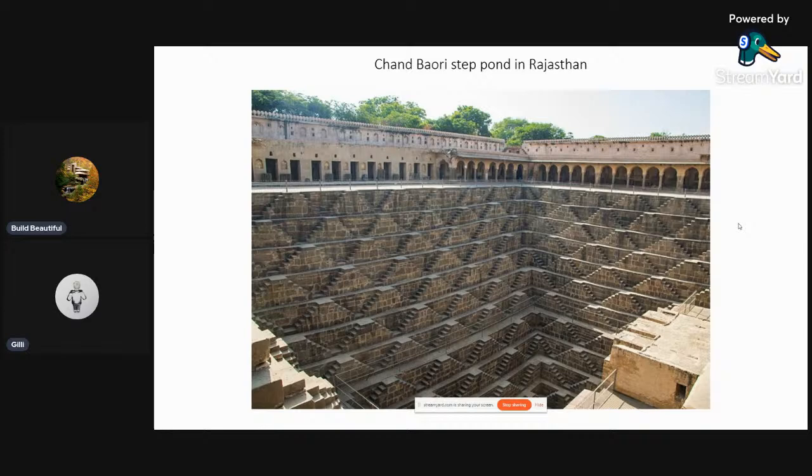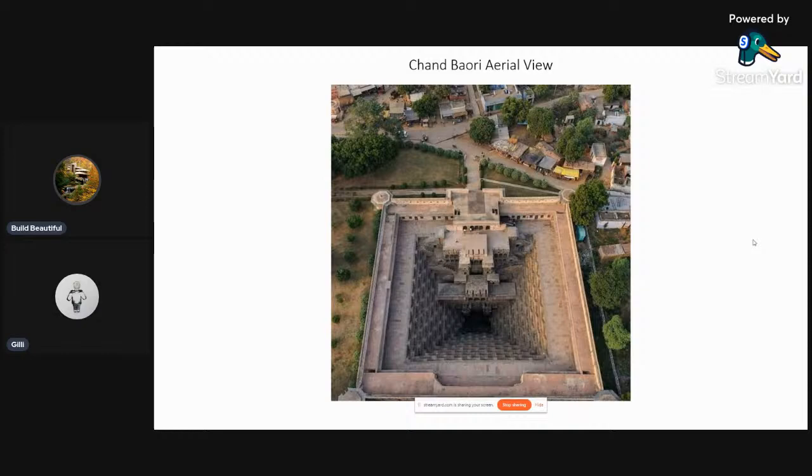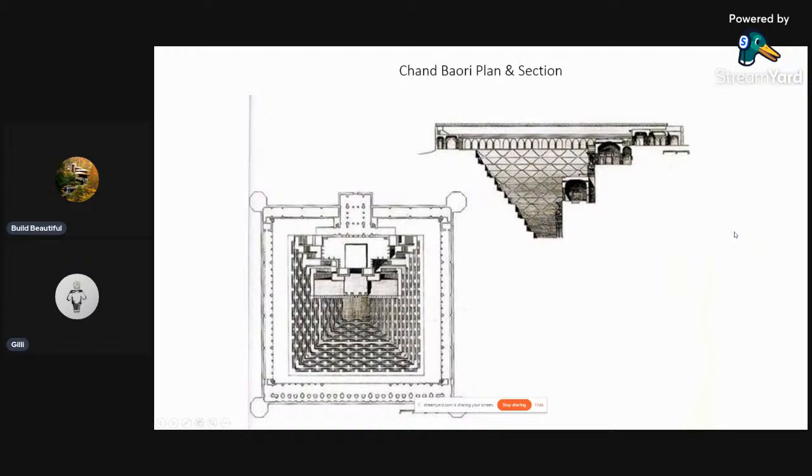It's reminiscent of an M.C. Escher print. Oh yes. I think it's got 13 levels to it as well. Gosh. Yes. This is an aerial view of the Chandbori step pond. So that's the Chandbori.